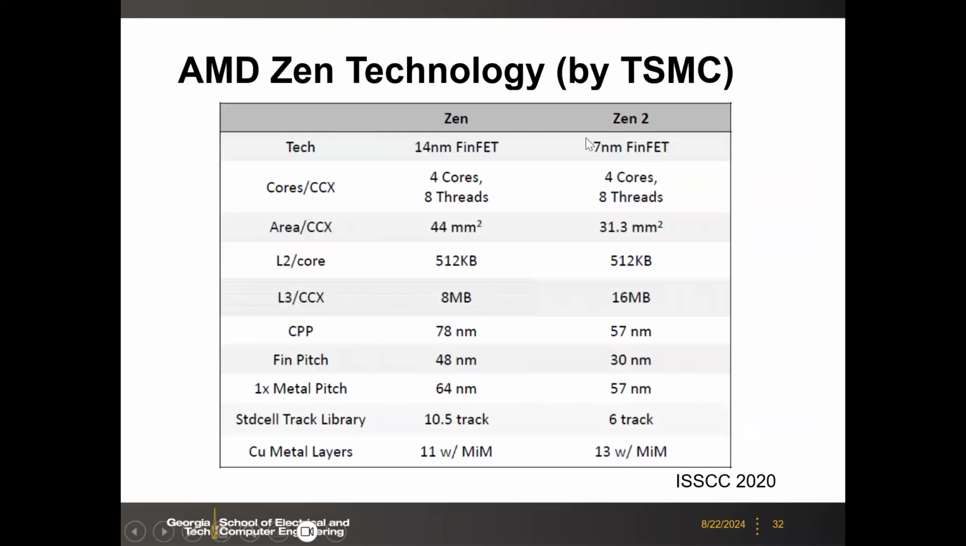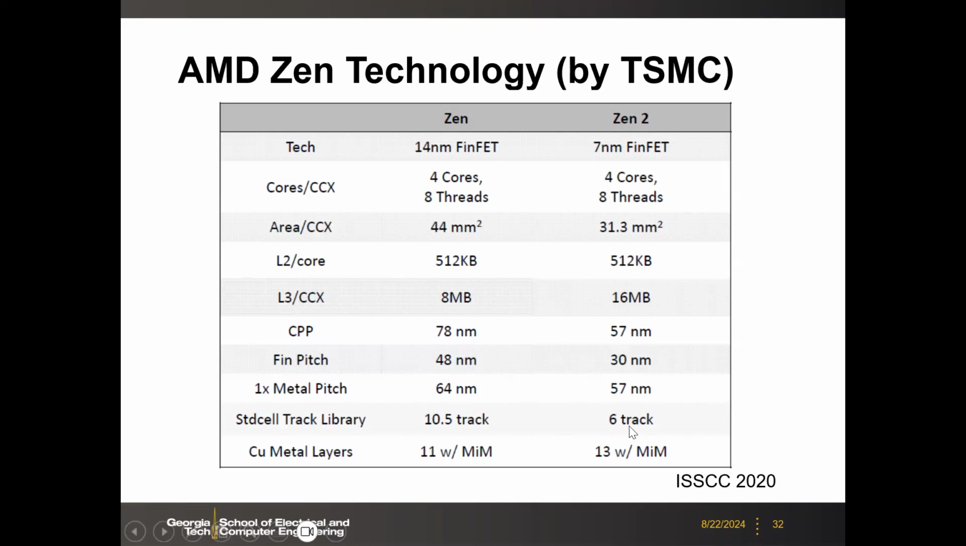So here is some summary data for this Zen 2. I will not repeat: L3 cache, 16 megabytes. It also discloses some of the lower-level transistor design rules, like CPP, contact poly pitch, which is the distance from the source to the drain. And then the fin pitch, because it's a FinFET process, and the metal one pitch. Those are the key indicators for the logic transistor's cell density.